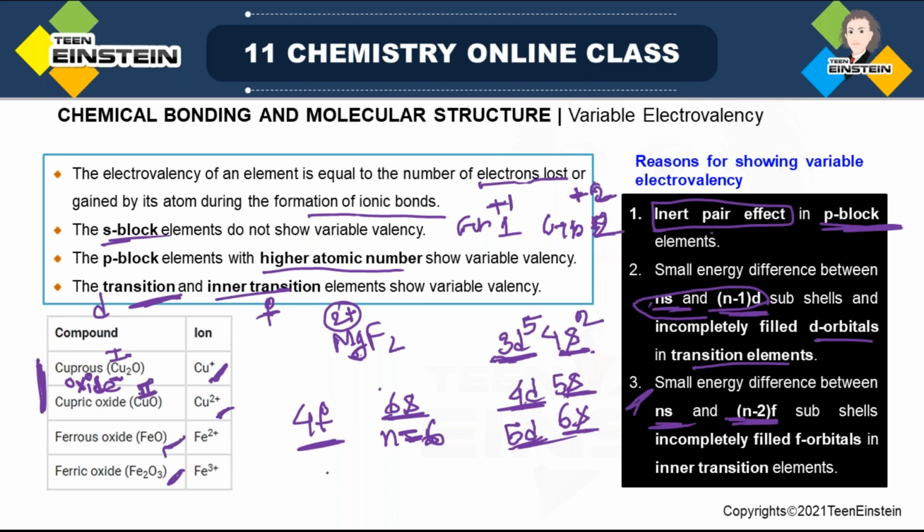That is the same type of explanation that we have already seen for D block elements. But this much we will discuss for D block and F block. We will not go into further details. But what is the inert pair effect, and why it is responsible for showing variable electrovalency for P block, that we will see now.